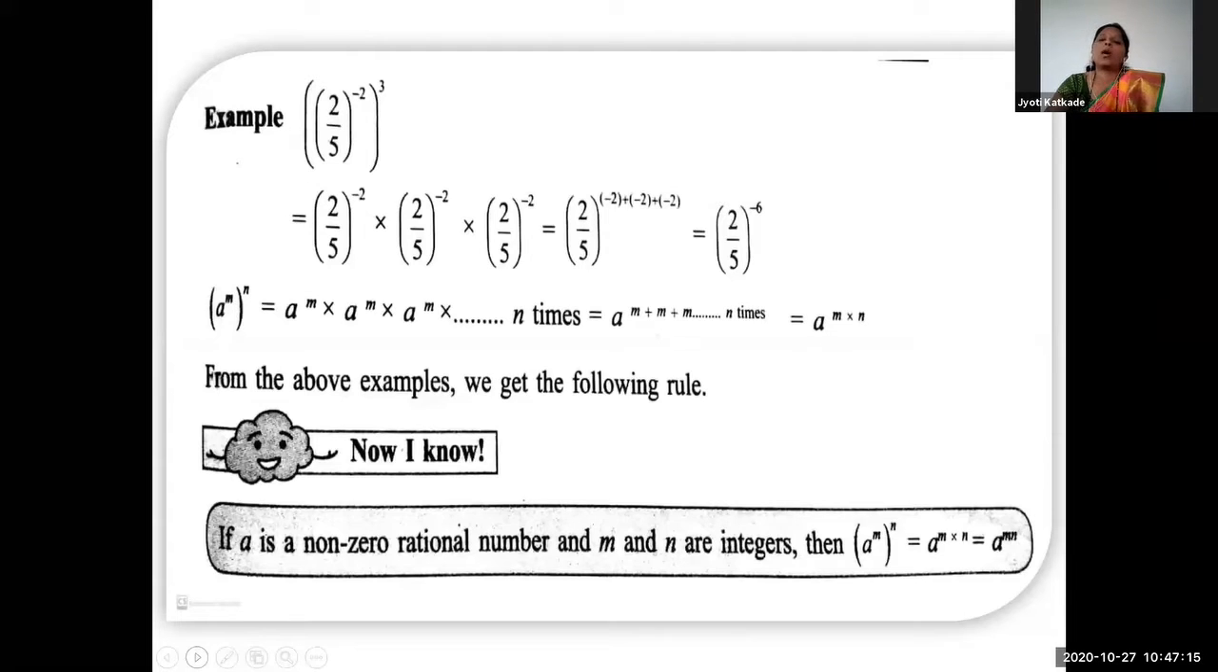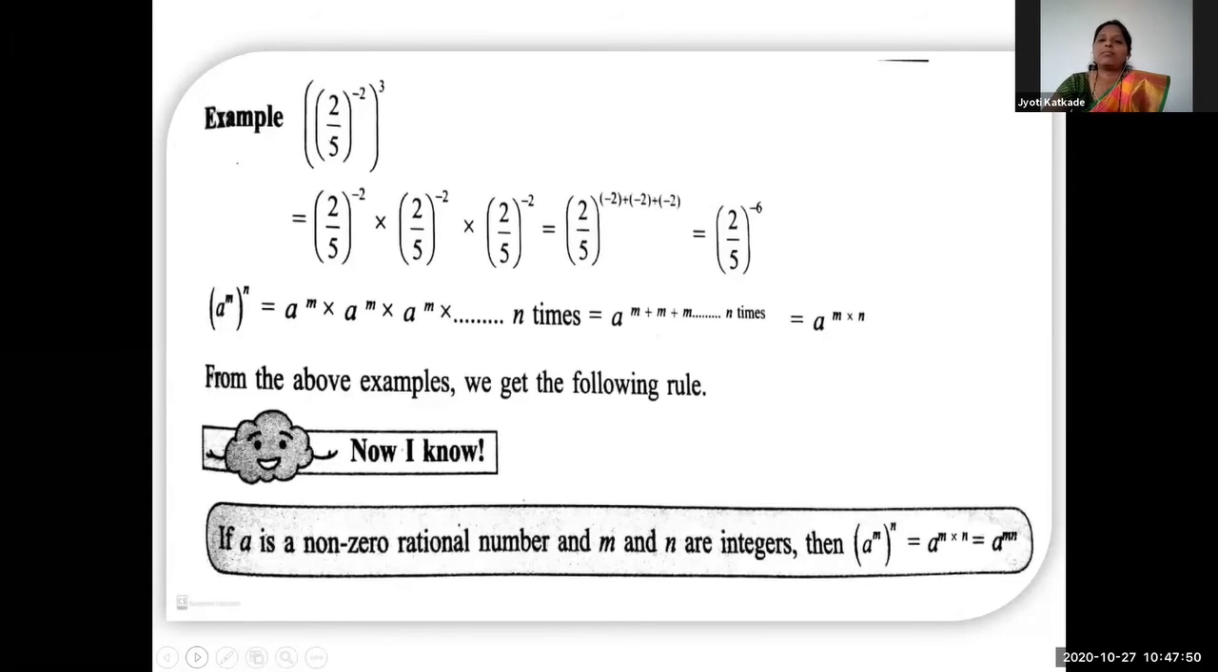Okay. From all these examples, I think all of you understand. If we directly take multiplication of the powers, that is -2 into 3, we get -6. See which rule we get, that is (a^m)^n. So take n time multiplication of that number, that is a^m, and so on up to n times, is equal to a^(m+m+... up to n times).